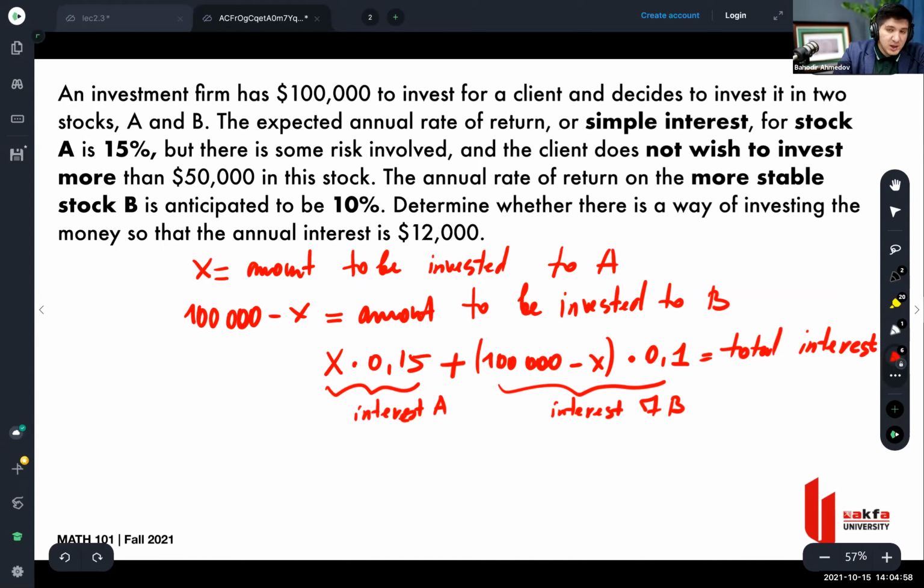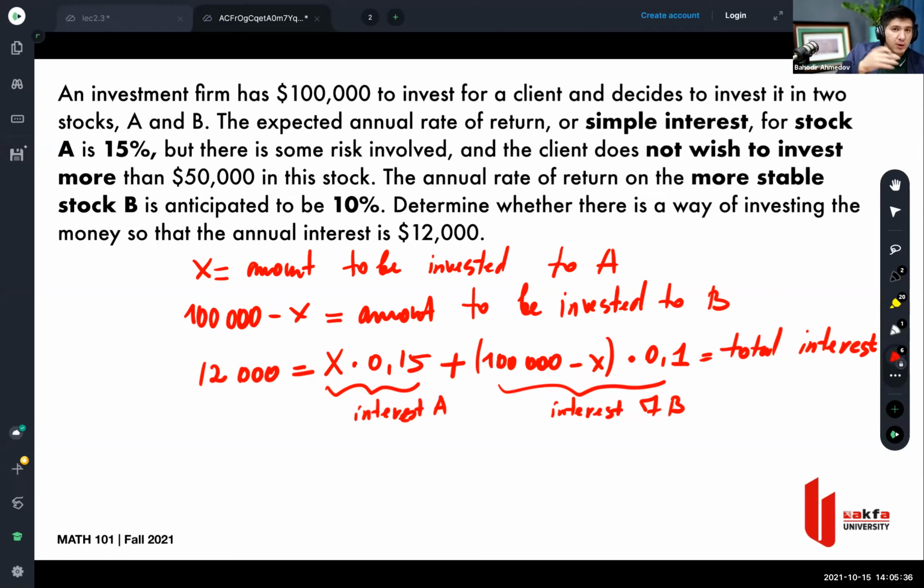And what he wants to know is how much he should put into A and B, essentially to find X, if this total interest should be equal to $12,000. Okay, so we just need to solve this equation. We just need to find X from here. So again, this equation is used in order to understand all of these investments into stocks A and B. This is essentially the meaning and the necessity of equations, in order to describe something.